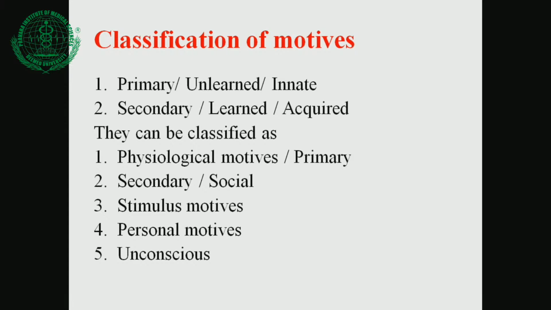Then secondary motives are the learned ones, where we imitate the behavior of others, or we observe others, and that's why we also want to become like that. So that is called the secondary motives, and these are the acquired ones.